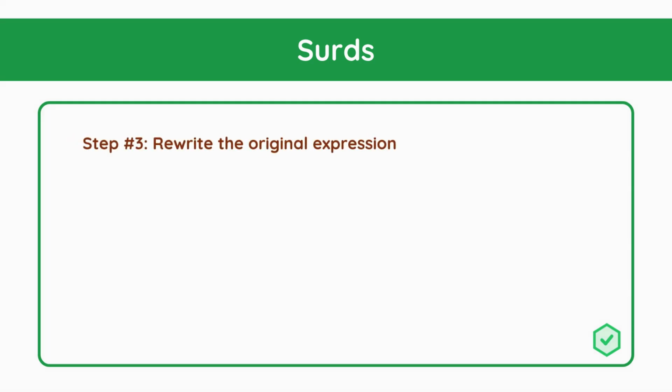Now we rewrite our original addition problem using these simplified terms: 2 square root of 3 plus 3 square root of 3. Because both terms now contain square root of 3, they are like surds. We add the coefficients together just as we would in algebra. Our final simplified answer is 5 square root of 3.